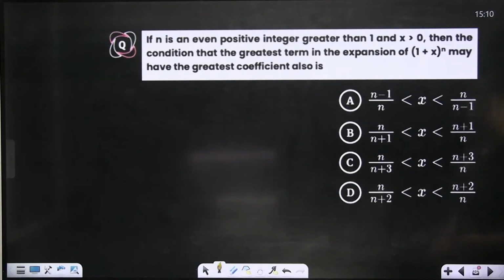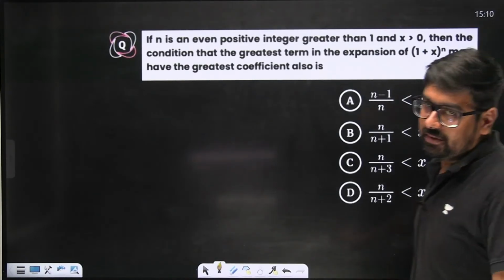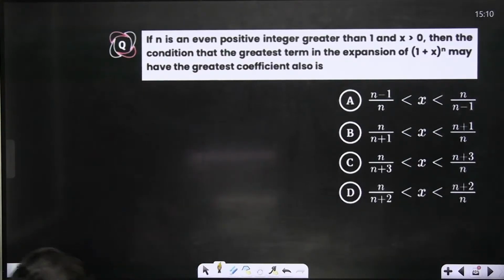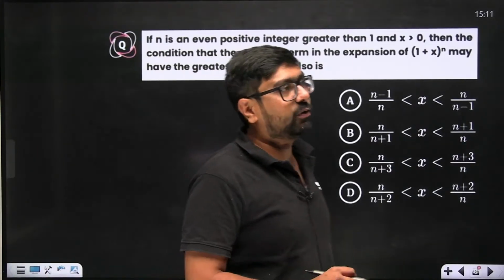Now in some questions this thing might not work. For example, try this question, read this question out. If n is an even positive integer greater than 1 and x is greater than 0, then the condition that the greatest term in the expansion of (1 plus x) to the power n may have the greatest coefficient also.